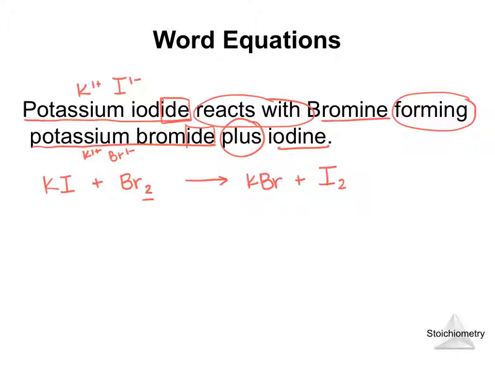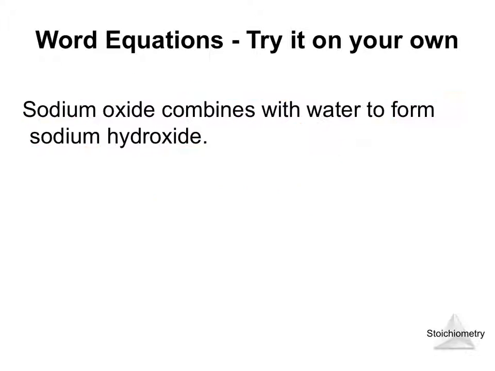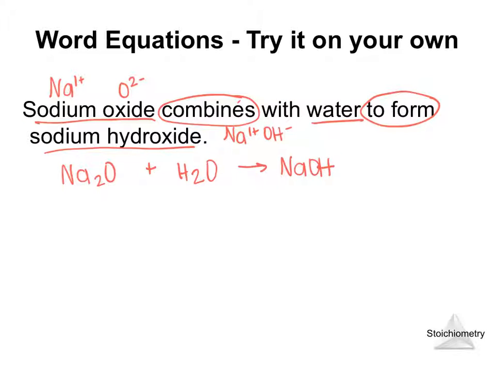A lot of metals are not diatomic, and so if you were to have sodium metal, it would just be Na. Okay, I want you guys to try the next one on your own and then check answers. Okay, so hopefully you got the same answer. Sodium oxide is ionic, so Na2O, combines with, as my addition, water, H2O. To form is my yield sign, and then sodium hydroxide is also ionic, so Na plus 1, OH minus.